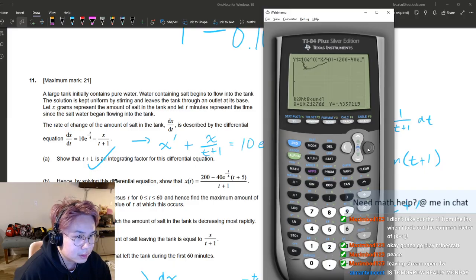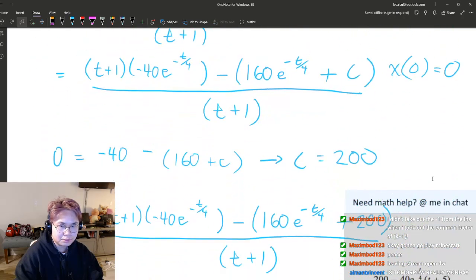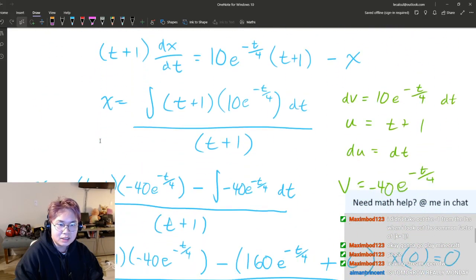Okay, second, calculate the minimum. Left bound, right bound, make a guess. Okay, here's my minimum, and so I want to find out what value of t. That's my x value, so that's at 12.9. Question D.